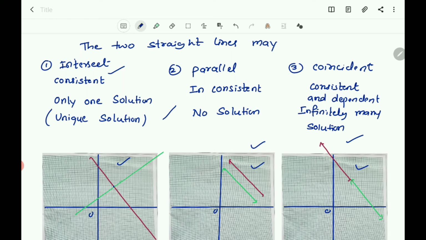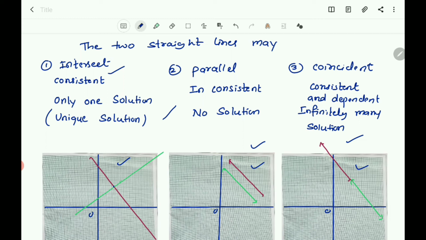If they are coincident, then also they are consistent lines, they are consistent linear equations, and also they are dependent, and they have infinitely many solutions. If the lines are coincident lines, we will get infinitely many solutions.